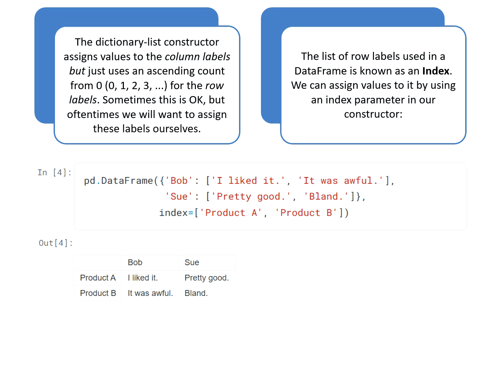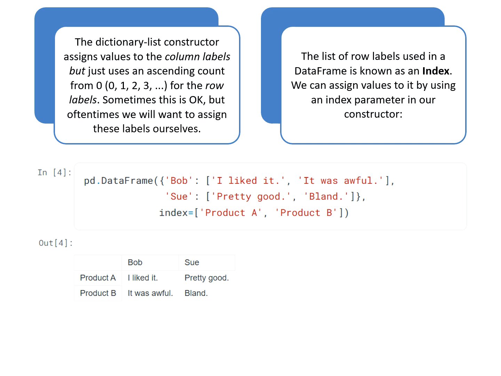If I go back, I don't know if I can go back. No, I can't go back, but we saw before, instead of product A, product B, we saw 0, 1. This is a label, the column labels. We assign values to column labels by just using an ascending count from 0 and so on. For the row labels, right?